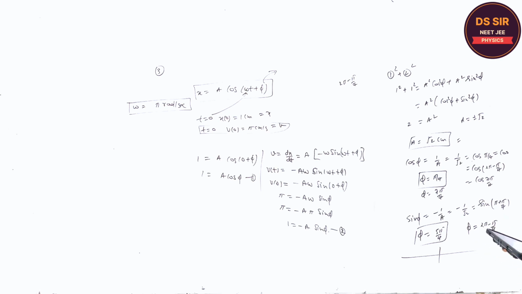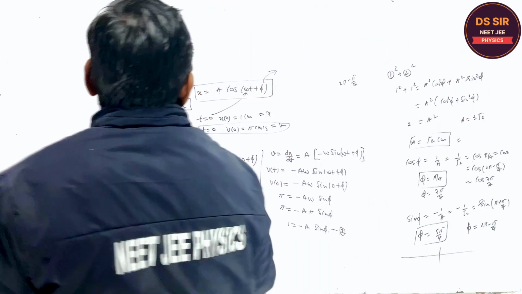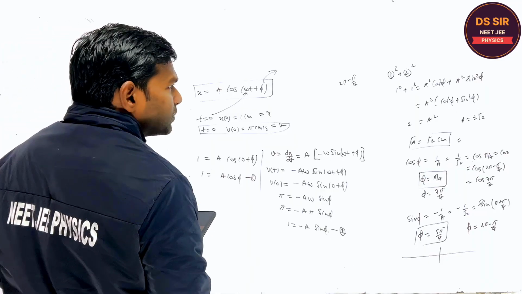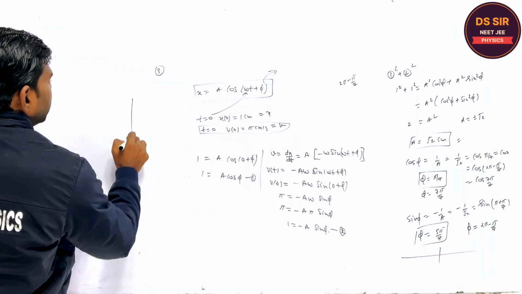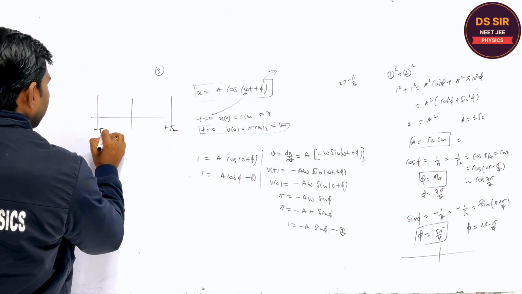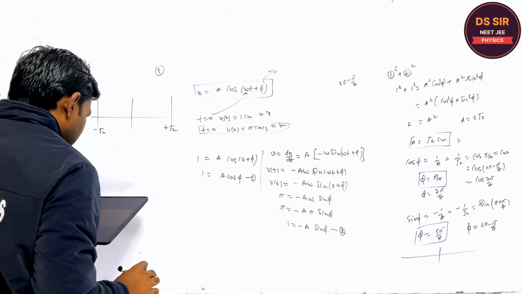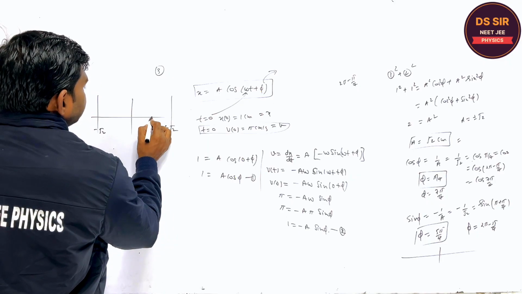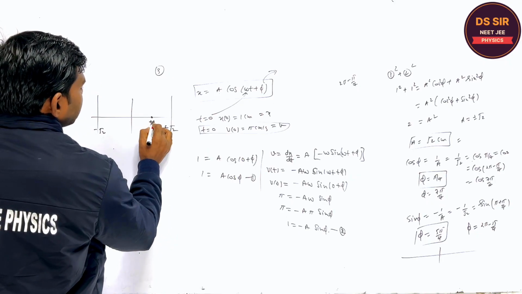Position of the particle is 1 and initial velocity is 1 centimeter per second. Listen one thing, if I take the velocity positive, amplitude is what? Root 2. It means it is plus root 2, it is minus root 2, and position of 1 centimeter. So position of this is 1 centimeter.